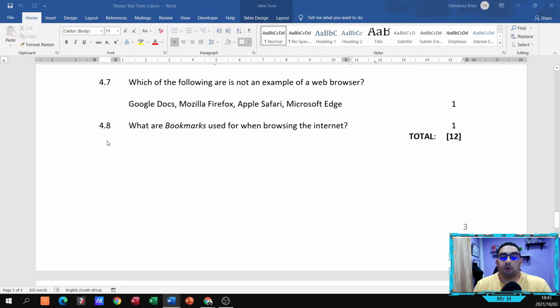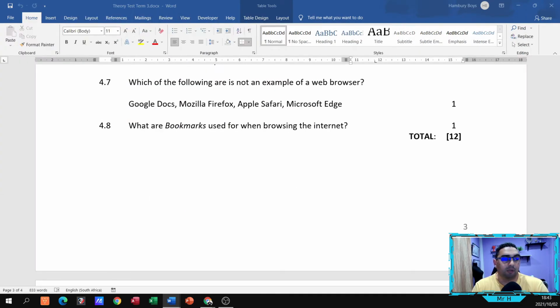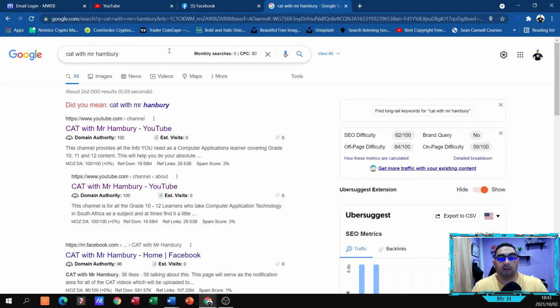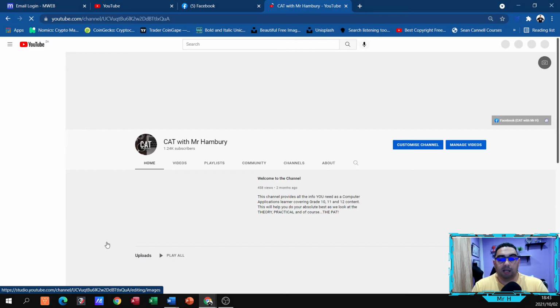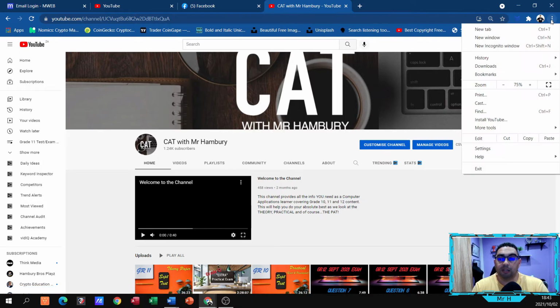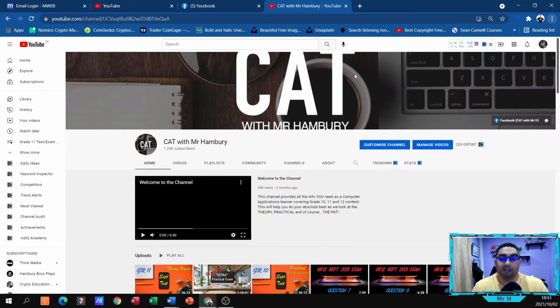Then 4.8, what are bookmarks used for when browsing the internet? So I'm going to go to the memo and then I'm going to show you. So bookmarks create links to websites or web pages that you want to visit again. So if I go to my web browser and let's say I'm going to Cat with Mr. Hambury. I click on the link over there and I say, well, I actually want to come to this site again. What I can do is go over here with my 3 dots and I can say bookmark. And I'm going to say bookmark this tab.